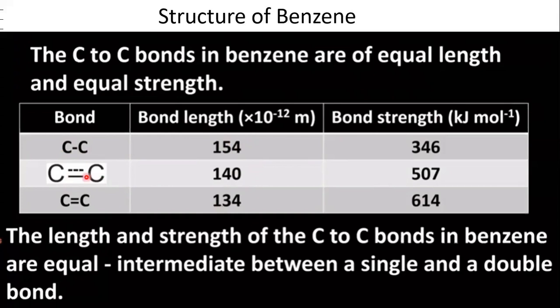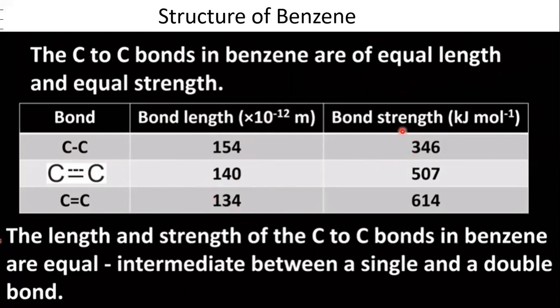So the bond length of the carbon to carbon bonds in benzene is greater than the carbon to carbon double bond in alkenes, and it is lower than the carbon to carbon single bond in alkanes. From this, we can conclude that the carbon to carbon bonds in benzene are of equal length. They are not of different lengths. So all the carbon to carbon bonds in the benzene structure are of equal length.